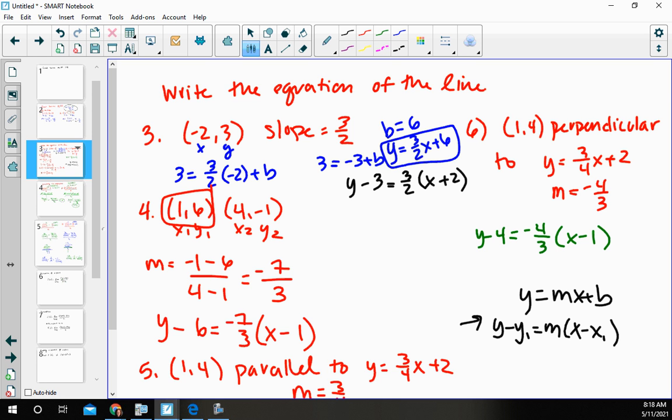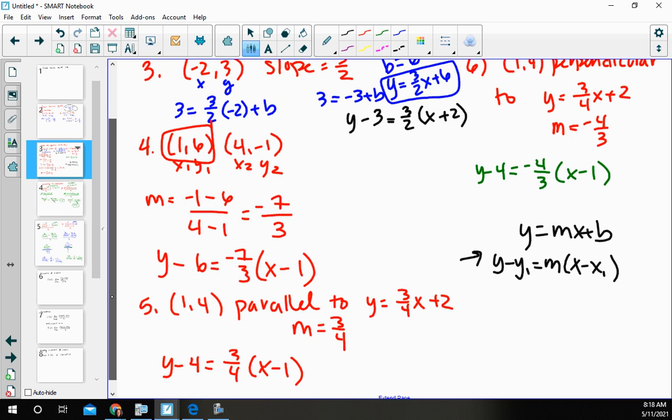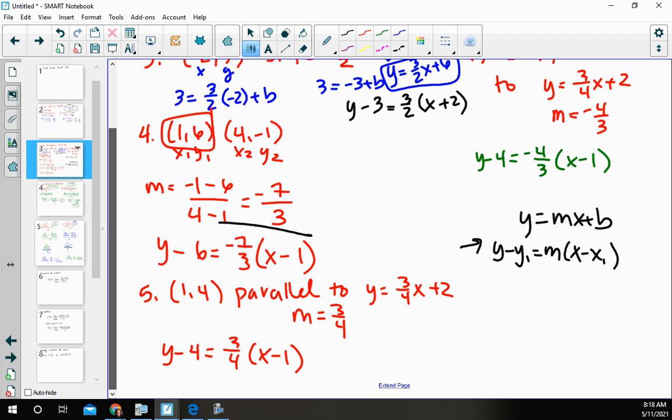So in question number 4, I had to find the slope first. So there's me finding the slope. And then I took the original point. I chose (1, 6). You could have chosen (4, negative 1). It technically is the exact same answer. Okay, and then I went into my point slope form. Sorry, the 3 in the bottom looks weird.